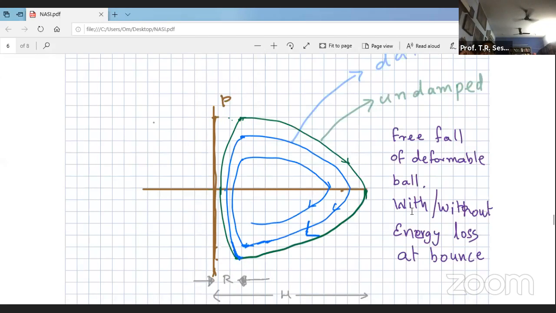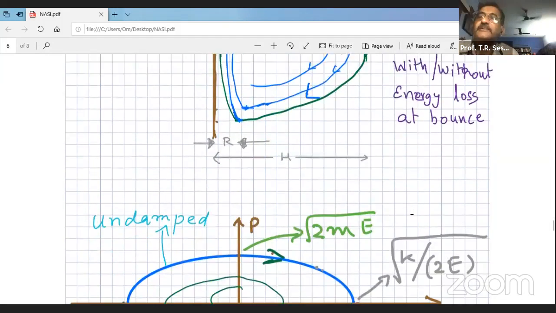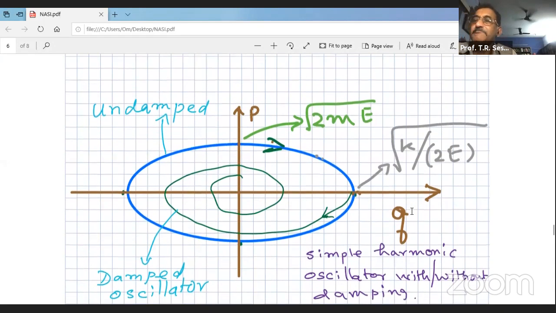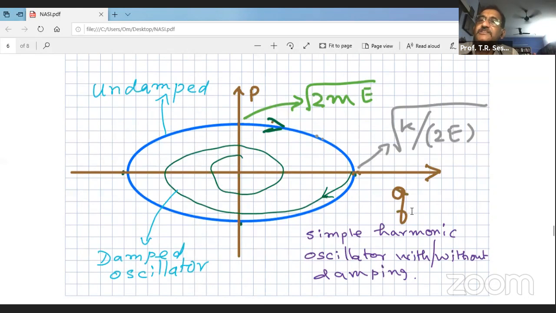Okay, yeah, fine. So this is for this one. Now one can ask the question, what about a damped harmonic oscillator? Okay, go to the next one. Here again, oh my God, I have made the same mistake and put it as k by 2e. I just copy pasted that figure. Instead of root of k by 2e, it will be 2e by k, I think. The blue curve is what we did yesterday about the undamped oscillator.